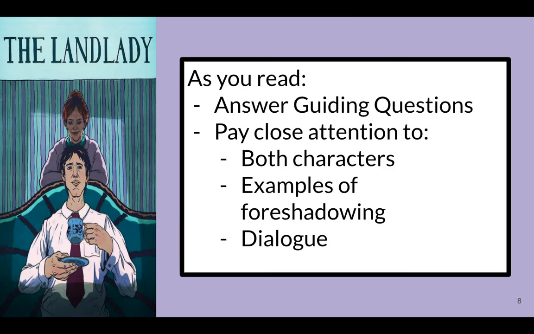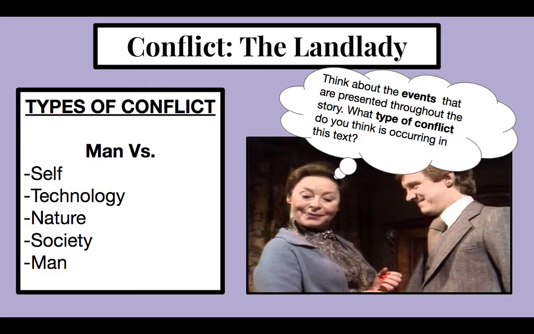All right, now as you read your text, you want to answer the guiding questions. There's only a couple there for you to answer, okay? You want to pay close attention to both characters. As you can see, we have this woman and this man. Those are our two main characters. You want to look for examples of foreshadowing. So when does the author give us a hint as to what's going to happen later? And then, of course, the dialogue, because the dialogue is key in this text. All right. What the landlady says is really going to affect how we view her and move the story along.